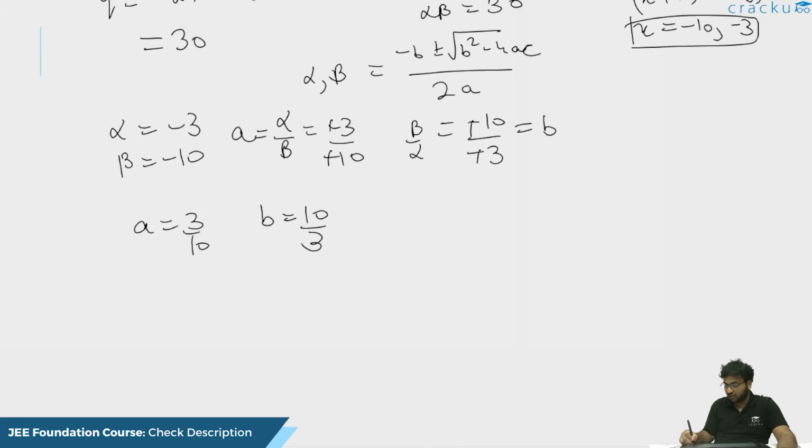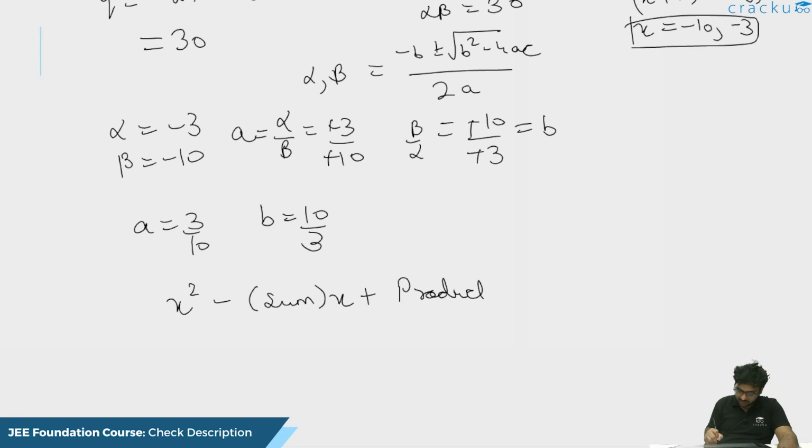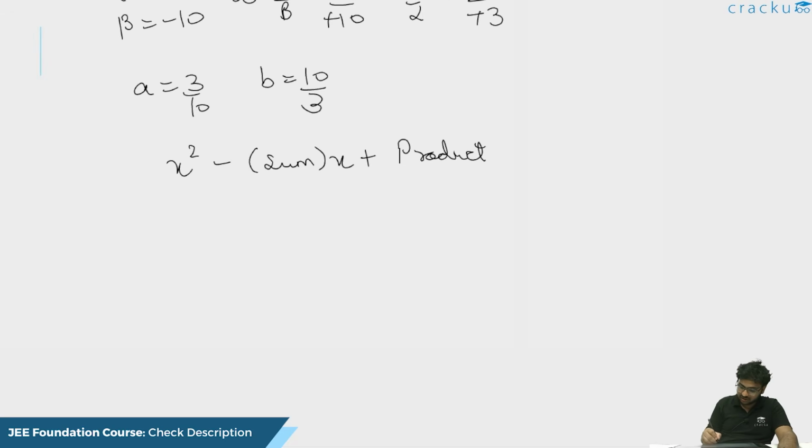Now we know the sum of the roots. So the new equation would be x square minus the sum of roots into x plus the product of roots. So the product would be A into B, which will be equal to 3 by 10 into 10 by 3. So we got the product as equal to 1.